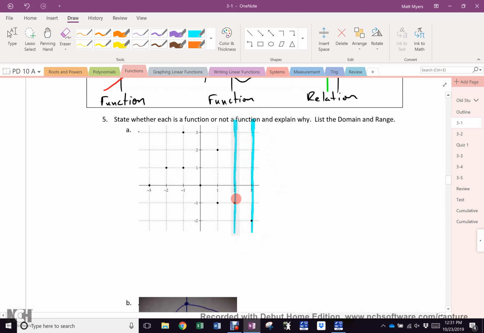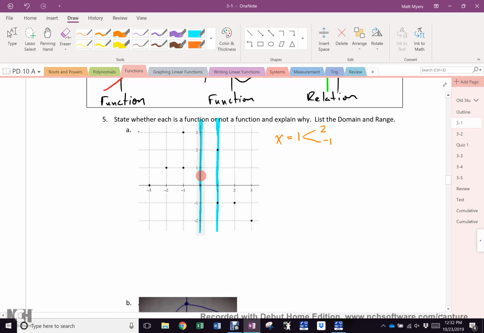Function? Still? Now? Why? When I have x of x equals 1 for an input, how many outputs are there? 2. It could be 2 or -1. This is not allowed. Now let me ask you this. What if... well, wait. We'll just keep trucking along.